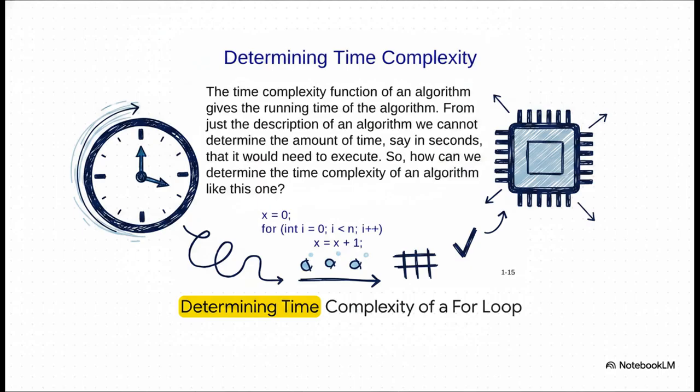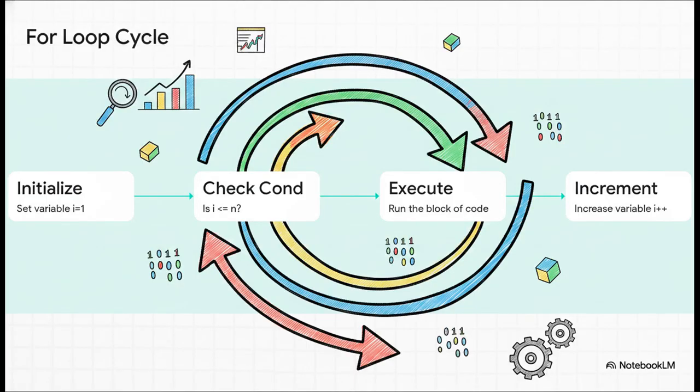Take a look at that middle line. For int i = 0; i < n; i++. To really understand the speed of this entire algorithm, we have to understand exactly what that single line is asking the computer's processor to do. So, here is the precise step-by-step cycle that loop goes through.